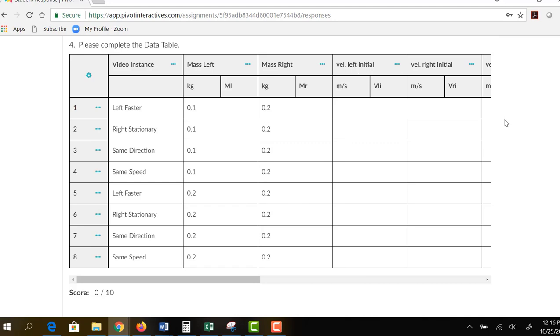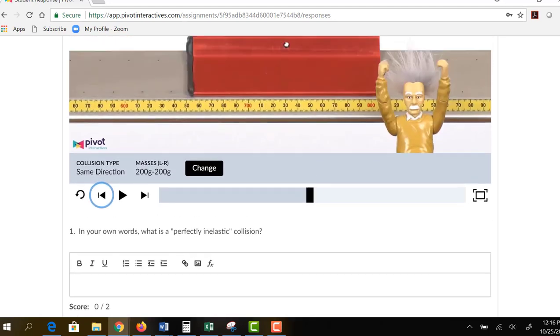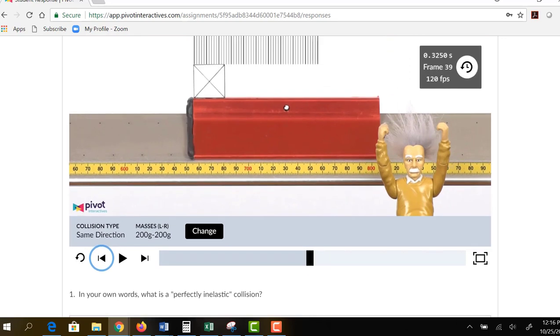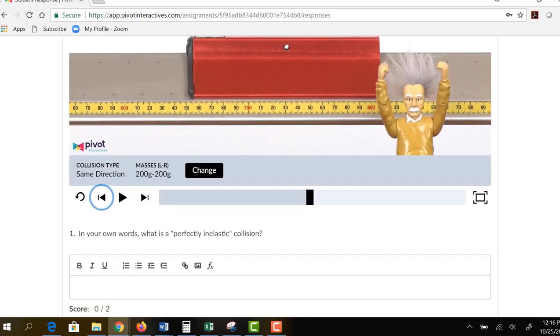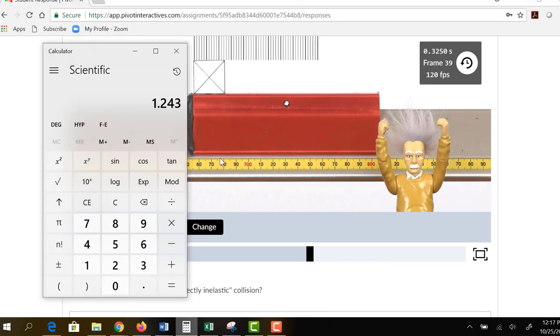Velocity left initial. So that would be the leftmost mass. We haven't seen that yet in the picture. I mean, it will if we advance the video a little bit farther. Velocity right initial. So the one that you see up here is the right one, right? So again, the way I just described it, 0.025 meters in 0.3250 seconds, you can write that number down. Actually, let me calculate this one for us. Maybe I'll go through one row for us.